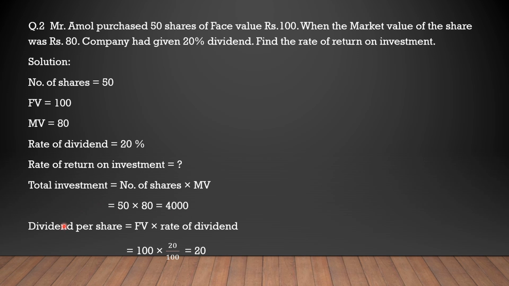Then we find dividend per share. Dividend per share is equal to FV, face value, into rate of dividend. So FV is 100 and rate of dividend is 20%, 20 by 100. 100 into 20 by 100 is equal to 20. So dividend per share is equal to 20.